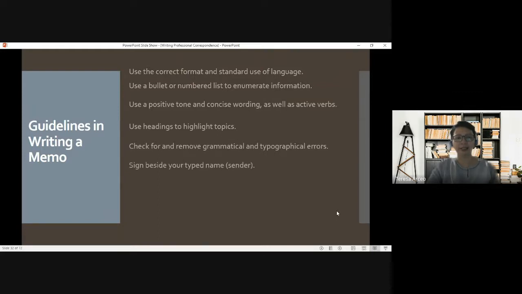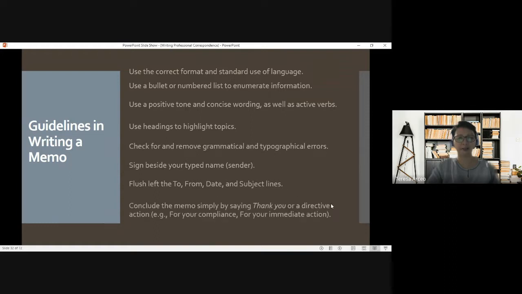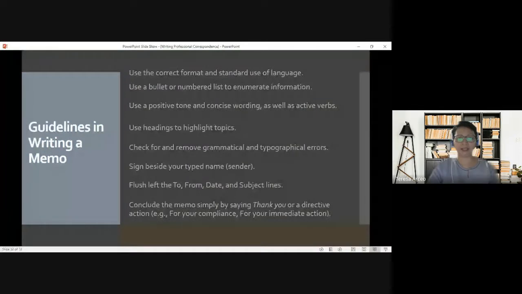Sign beside your typed name if you are the sender. Flush left the to, from, date, and subject lines. You conclude the memo simply by saying thank you or a directive action. Example, for your compliance or for your immediate action.